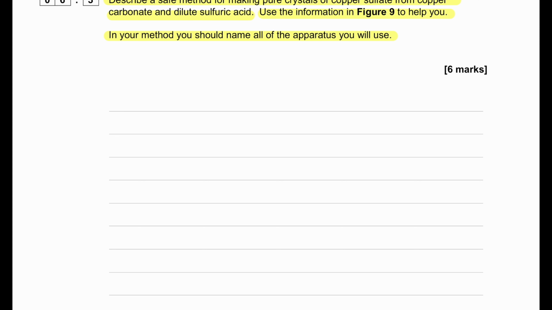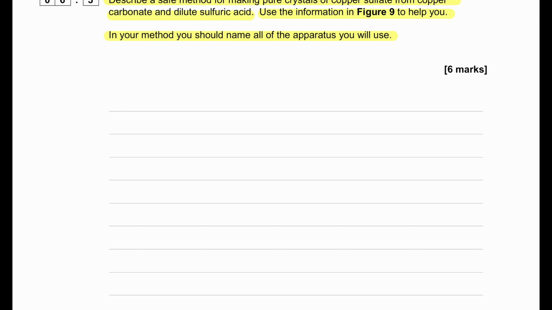if there is excess copper carbonate, that will remain unreacted and remain as a solid which we can then filter out. So until the copper carbonate is in excess, or until the effervescence stops occurring, then we're going to use a filter paper to filter out the excess copper carbonate. Then we're going to pour that solution into an evaporating dish and heat it using a Bunsen burner.